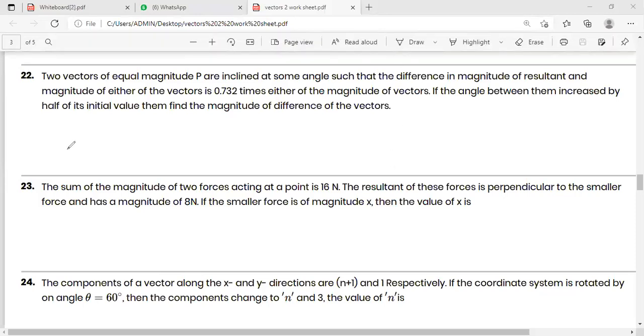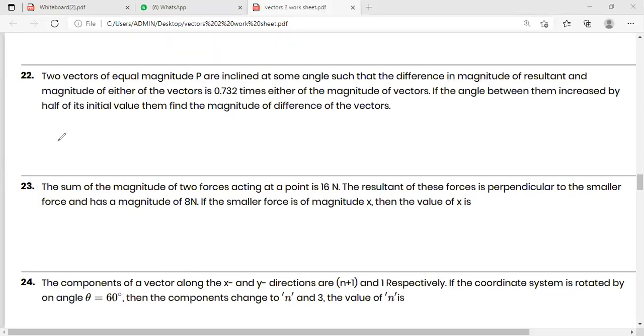I will write here the given information. Two vectors are given, both are having same magnitude P only. How was the resultant given? The difference between resultant minus either of the vectors, that value was given how much? 0.732 times of either of the vectors, in the sense P. This is given. So then what can we write for R then?